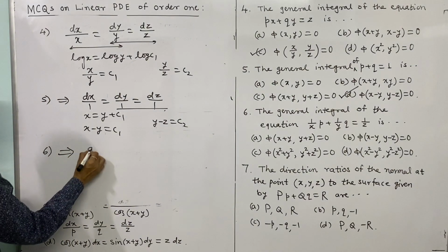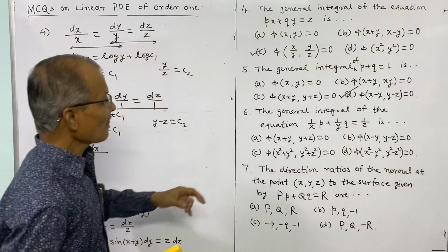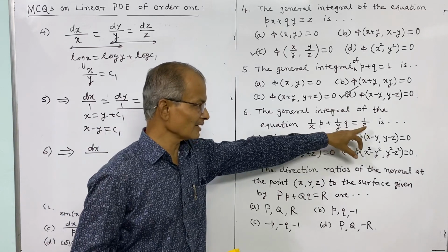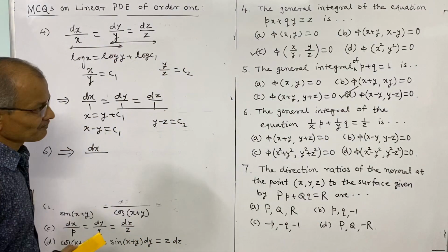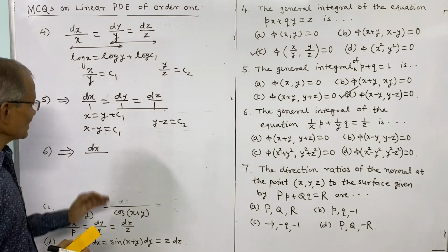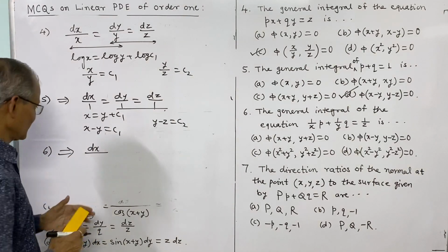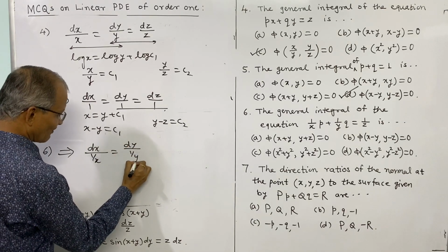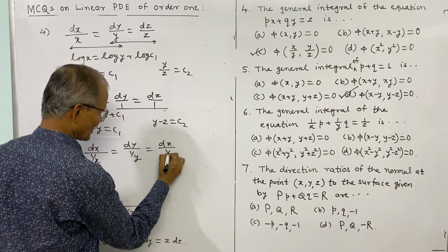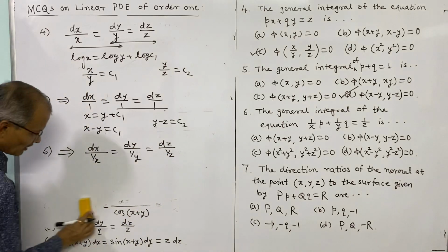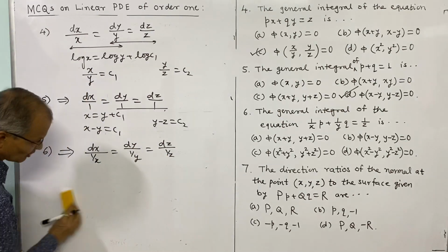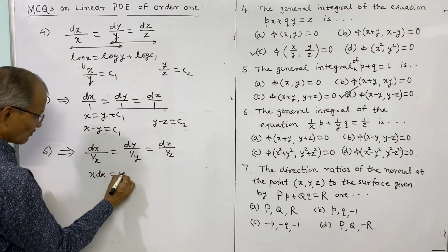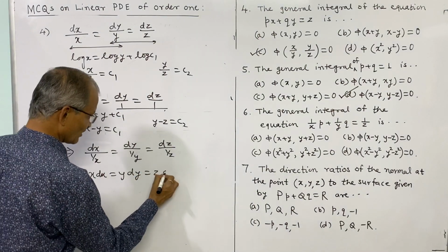The auxiliary equation will be dx upon P, but you may observe P is 1 by x, Q is 1 by y, and R is 1 by z. So dx upon P means dx by 1 by x, is equal to dy by 1 by y, and is equal to dz by 1 by z. But the reciprocal at the denominator is actually the numerator, and this gives x dx is equal to y dy is equal to z dz.